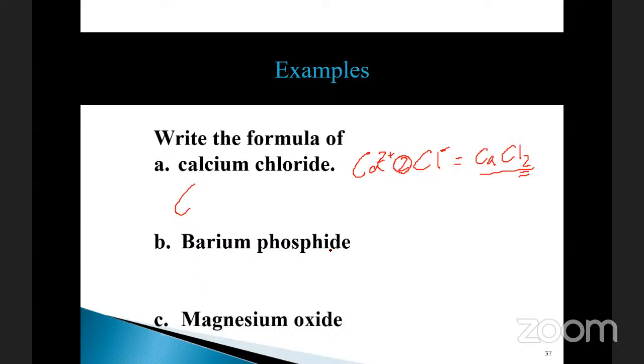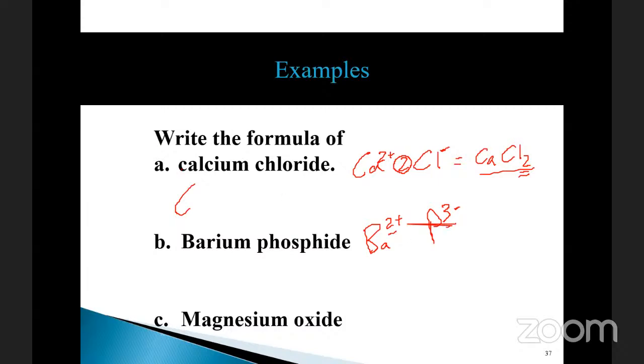In the case of barium phosphide, it's the same approach. You go to the table, you look up the formula for the barium ion, which would be Ba2+, and then you look up the formula for the phosphide ion, which would be P3-, and then I'll ask myself, how do I get the charges equal? Because as it is right now, you have a +2 charge here and you have a -3 charge here.